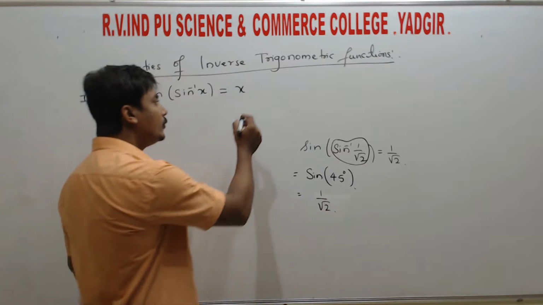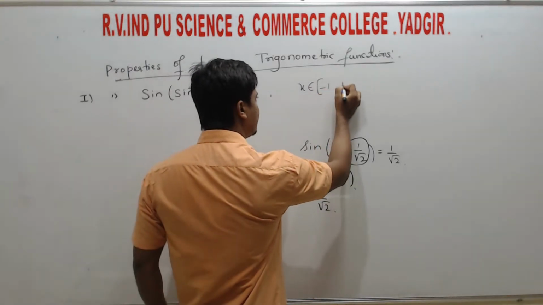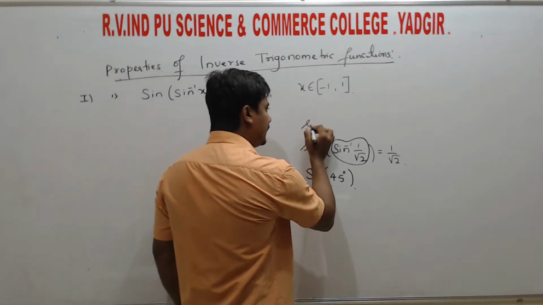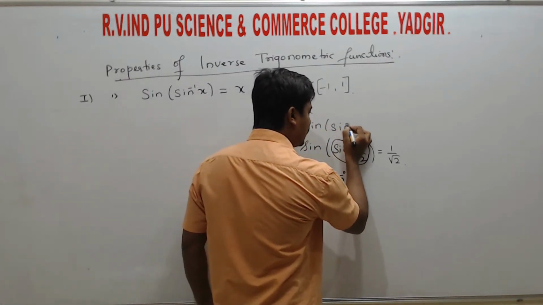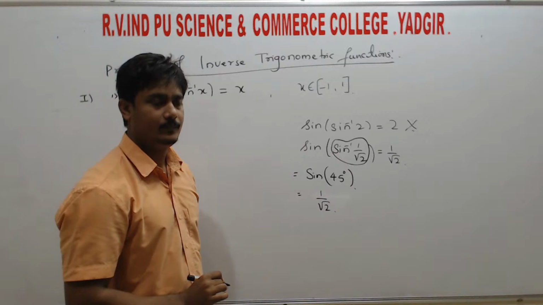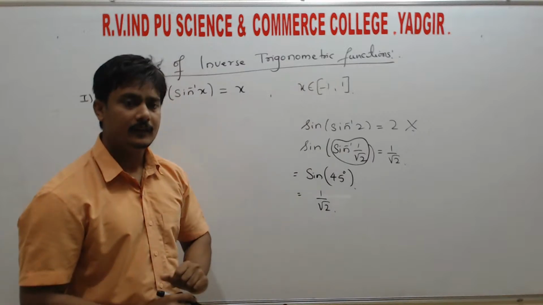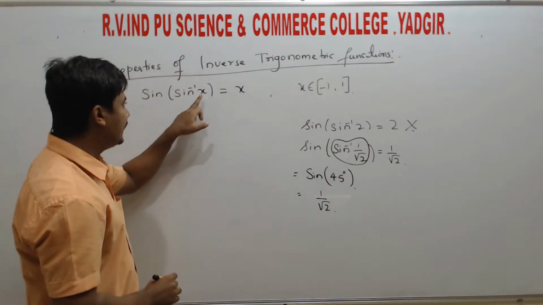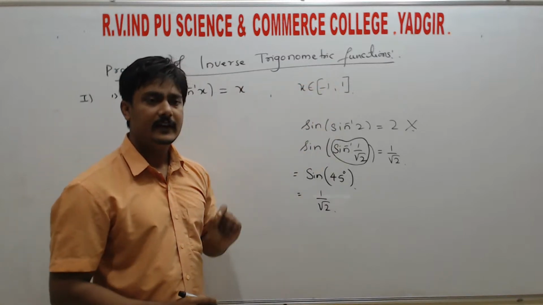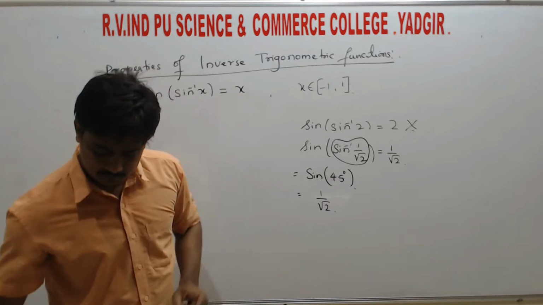And this result holds good if x belongs to the domain of the inverse trigonometric function. You cannot say that sine of sine inverse of 2 is 2, because this x value doesn't belong to the domain of the inverse sine function. So sine of sine inverse x is equal to x if x lies in the domain of the inverse sine function. Otherwise, I cannot find the value. First thing. Next.